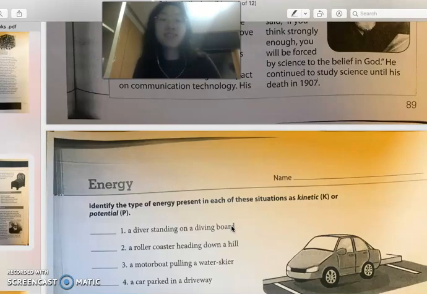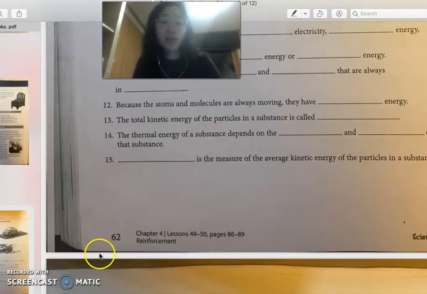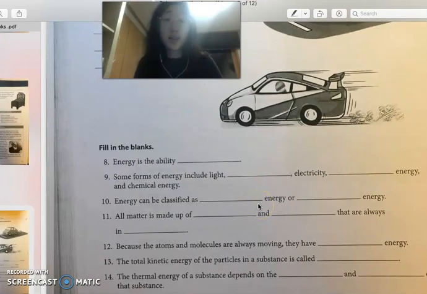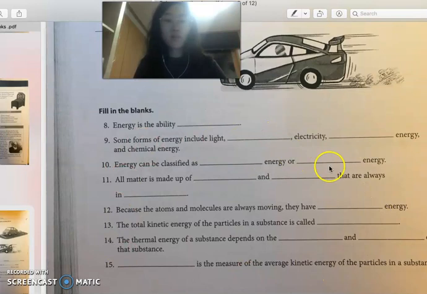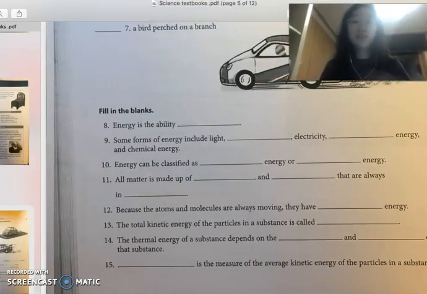Fabulous. All right, so go ahead and complete workbook page 62. You're going to be looking at the pages we read on Tuesday and today to answer the questions. This one is basically you're going to say if it's kinetic or potential. In here are a little bit more factual questions, okay? So once you're done with that, play part 2 and we'll go over the answers.